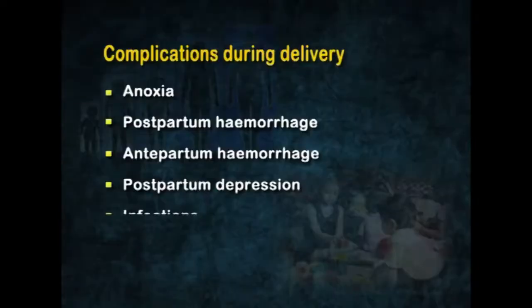Then the next one is infections. During the childbirth, the bleeding wall of the uterus and any other torn areas can be exposed to germs. This may cause a serious infection and may also cause death. This can be controlled by using sterile techniques during the delivery.